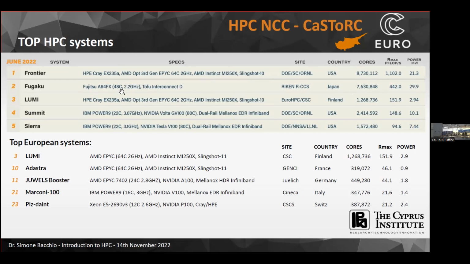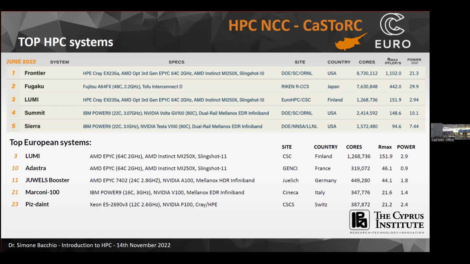I will not go through all the details of this table, but just to give you an idea, these are the top 5. So we have 3 systems in the USA, 1 in Japan, and 1 in Europe, in Finland. You can see how the numbers can change very drastically from the first to the fifth. So we go from 1 exaflop to half an exaflop, to 150 petaflops that is Lumi. And the same size is Summit, and also this is about 100. So you see that there is a big difference between the various systems.